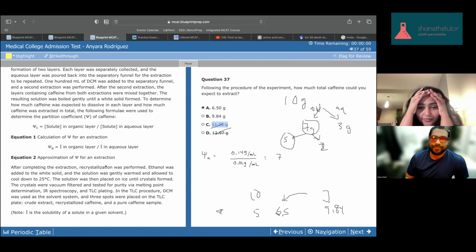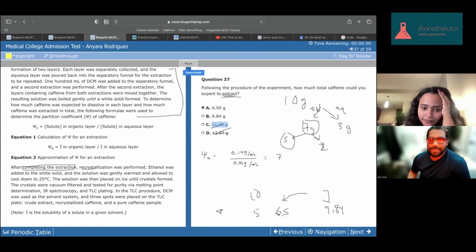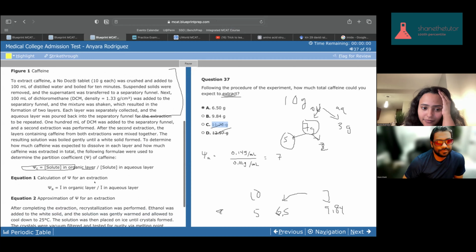Yeah. I guess in the procedure of the experiment, perhaps you're also including recrystallization? Oh no, because they're just saying extract, and recrystallization is after you complete the extraction. Okay. So yeah, the procedure is this stuff. Okay. So it would be 9.84. Yeah, I would say so.